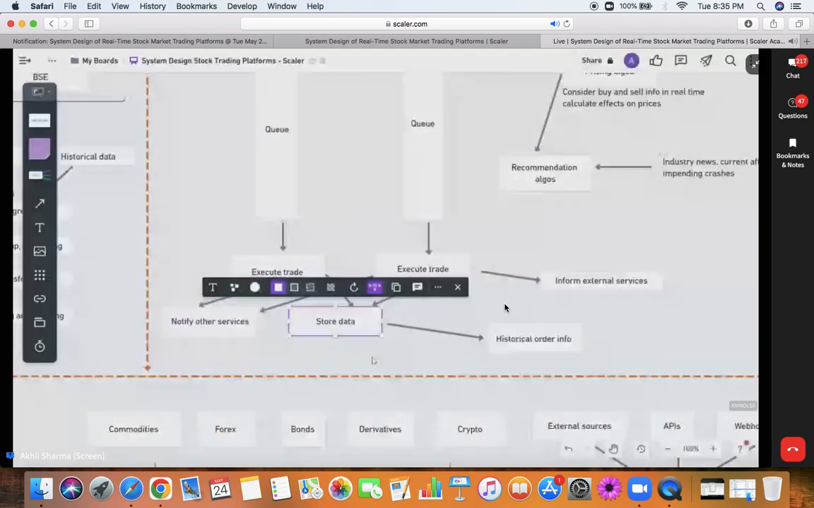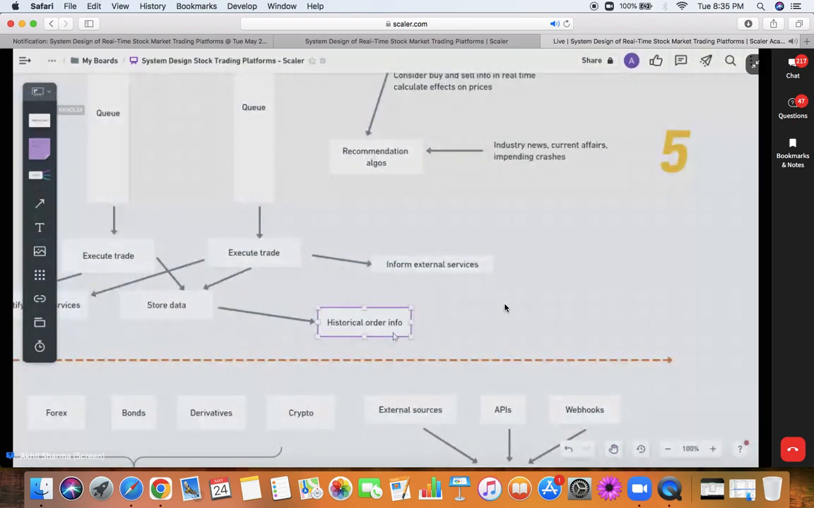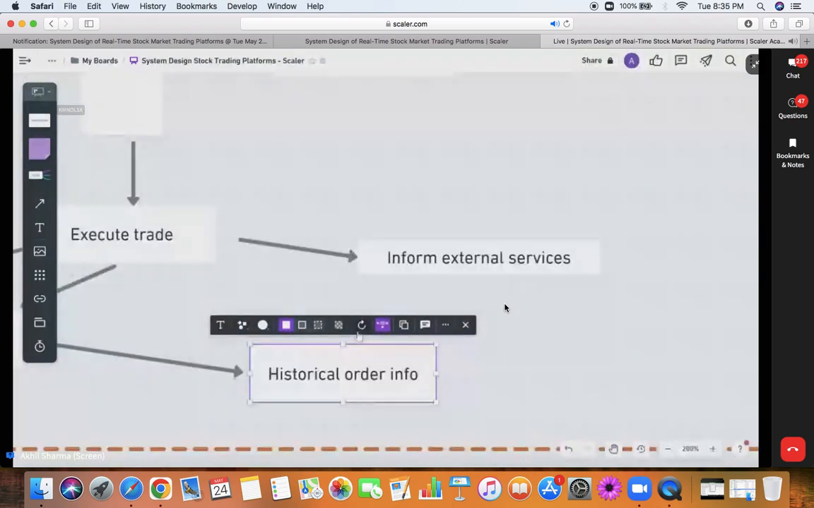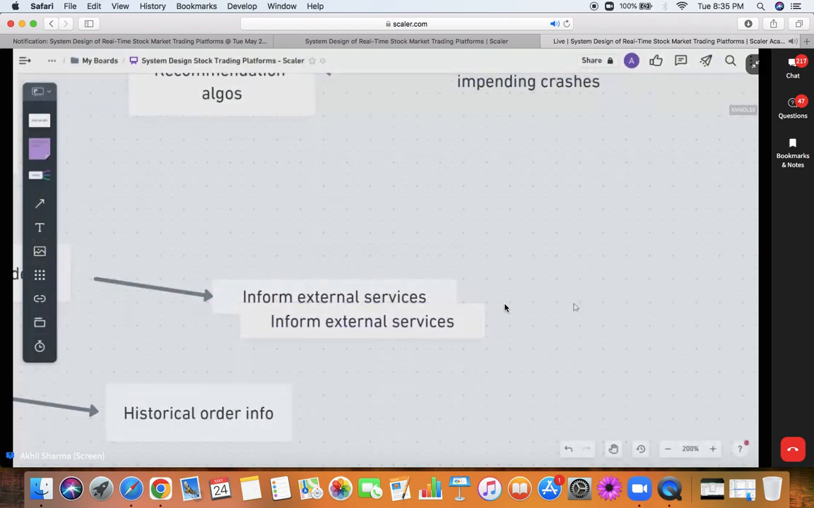Then you also want to store this information. All of the information, let's say buying and selling information, you want to store it. Why do you want to store it? Because you want to show historical order information. And you want to inform external services. By external services, I mean all the other APIs.